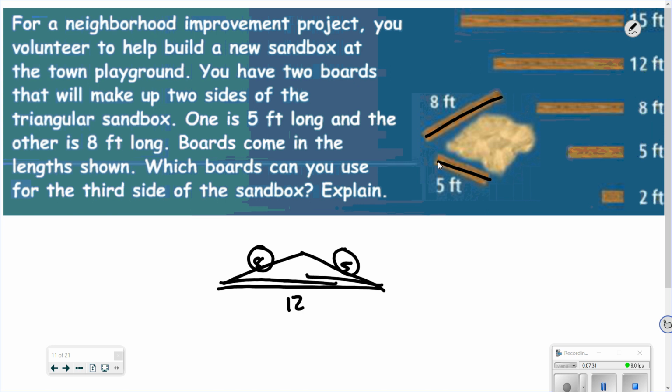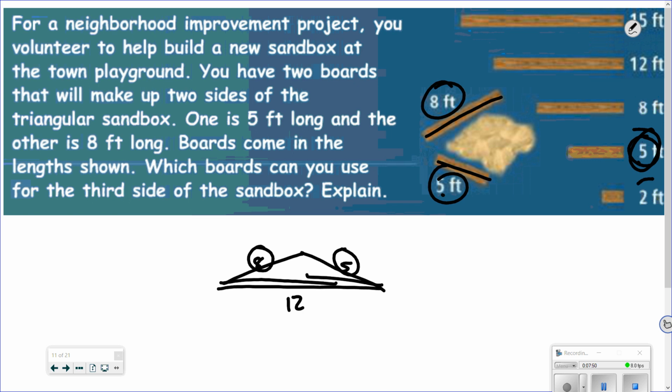So long story short, those two sides have to be longer than your third side. So the 8-foot one would work also, right? 8 plus 5 is 13. It's longer than my third side. If I get down to the 5-foot one, now it's kind of flipping it around. Now my longest side is 8, and my two shorter sides are 5 and 5. But if I add my two shorter sides together, 5 plus 5 is 10. That's longer than my longest side, so we're okay.